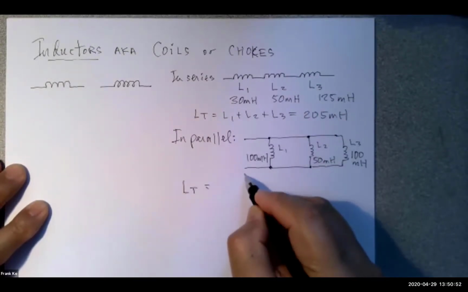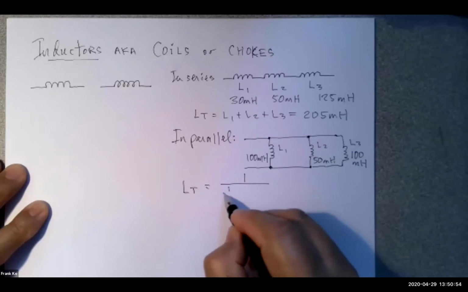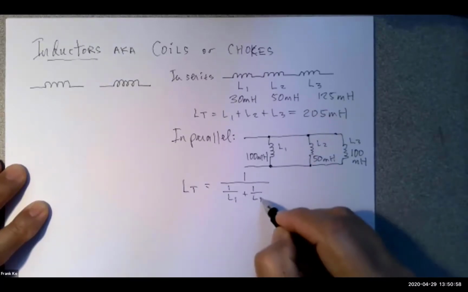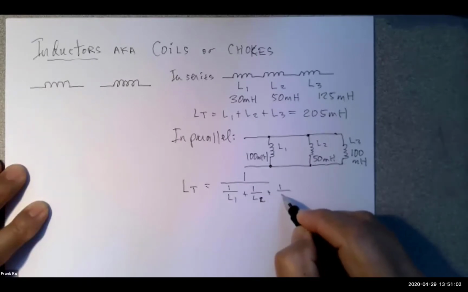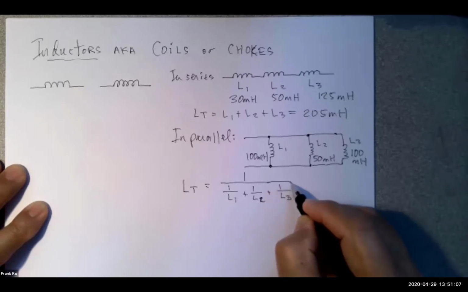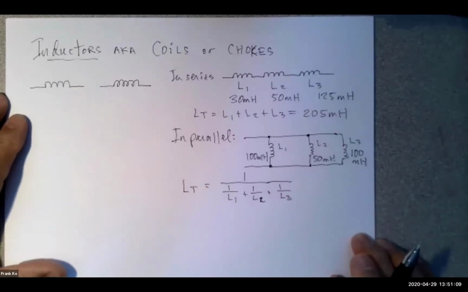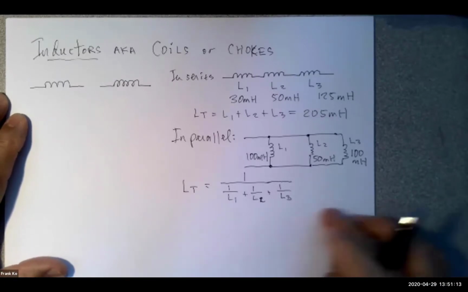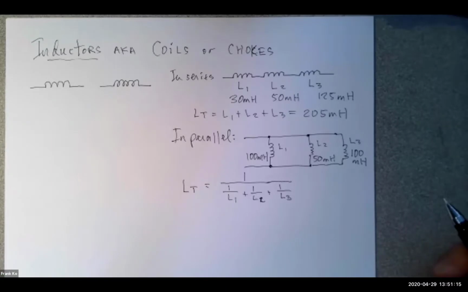you would use your reciprocal formula. 1 over L1 plus 1 over L2 plus 1 over L3. So there's your reciprocal formula. Just like the reciprocal resistance formula or reciprocal capacitance formula, reciprocal is very simply this.